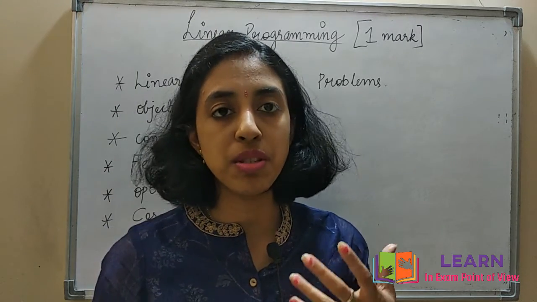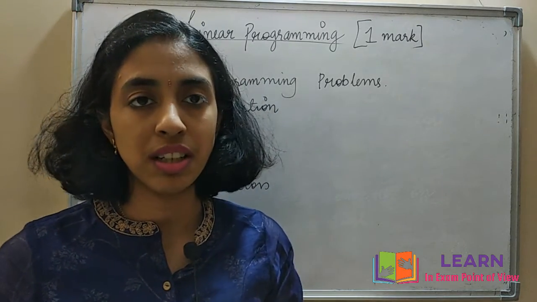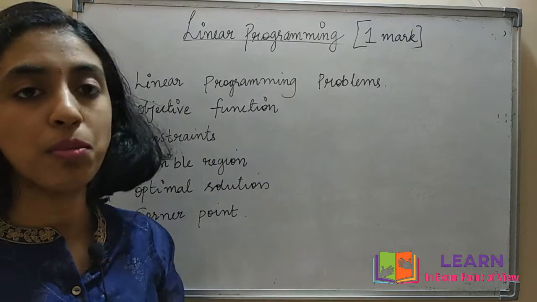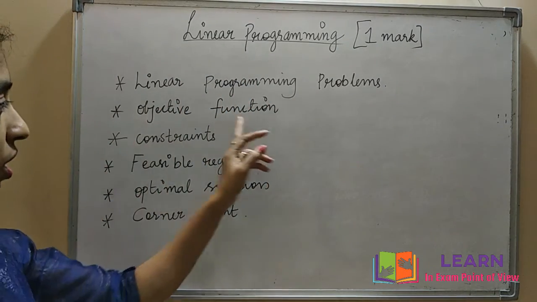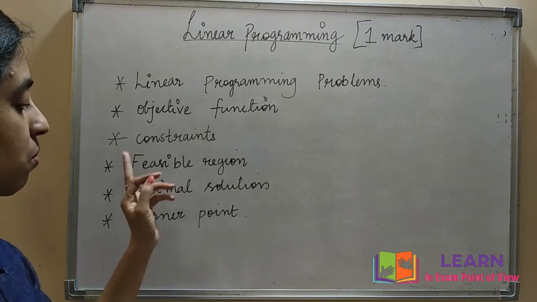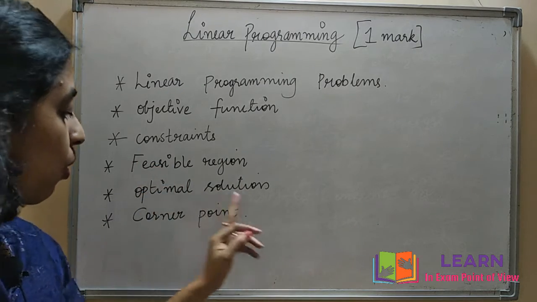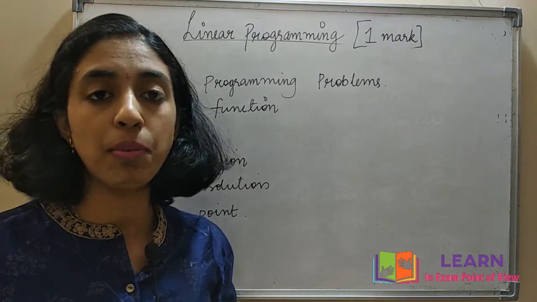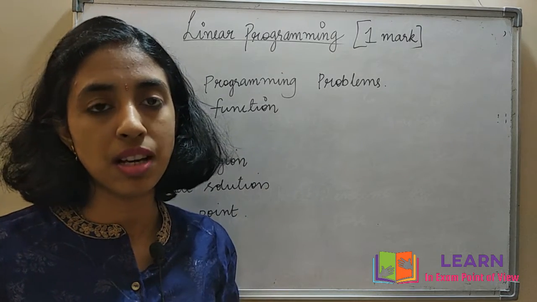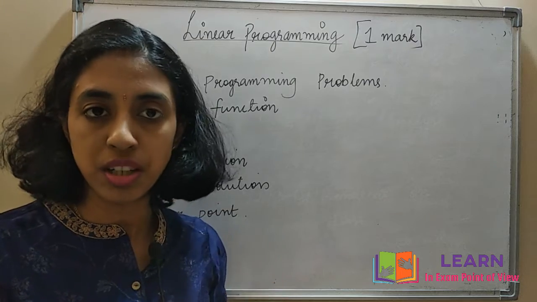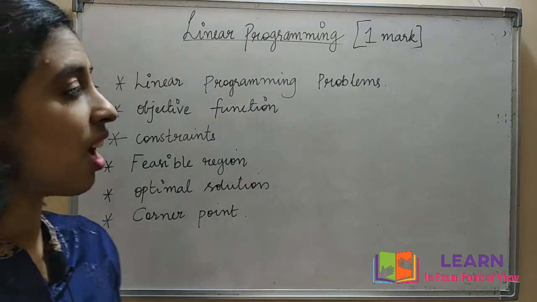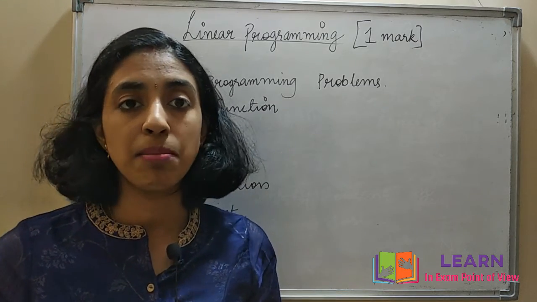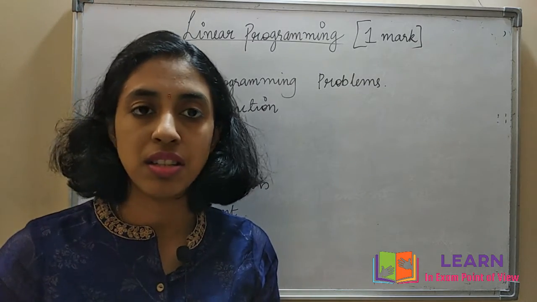Okay, so the terms you should be familiar with in this chapter are like this. Linear programming problems you should know. Objective function, what are the constraints, what is meant by feasible region, optimal solution, corner point. At least this many terms be familiar with. So in the 1 mark section from this chapter it is sure. So one by one we can first look. First of all, with an example we can understand what these terms are.